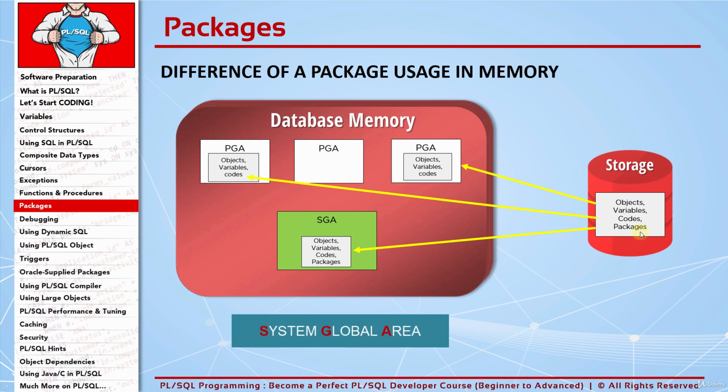SGA stands for the System Global Area. This is also a memory area, and this memory is shared by all of the users in the database. Because of that, some people call it the shared global area. So if it is in the SGA, how can we run that code?